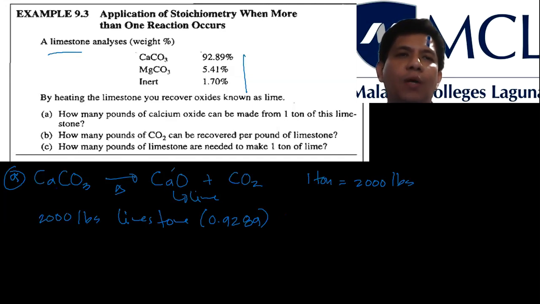For every 1 mole of calcium carbonate, you're going to produce calcium oxide. This is a balanced reaction. If you're going to get the molar mass of calcium carbonate, if you still remember this from your analytical chemistry, this is exactly 100, 100 pounds per pound mole. The molar mass of calcium carbonate is equal to calcium is 40, and then carbon is 12.